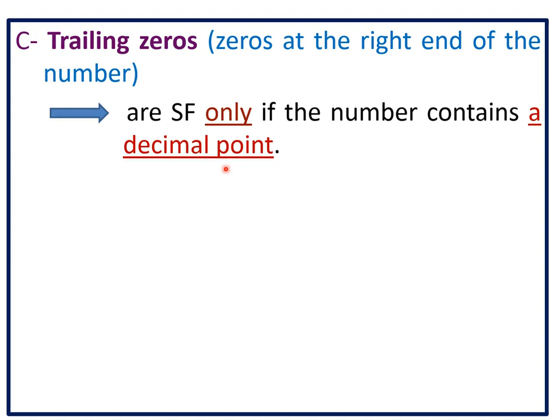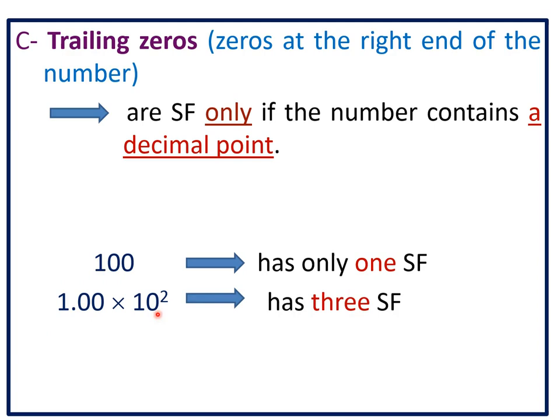So we have examples here, like 100. How many significant figures do we have? Only one, because these trailing zeros are not significant here, since we do not have a decimal point. But if we have a decimal point, like in this example here, then we have three significant figures.